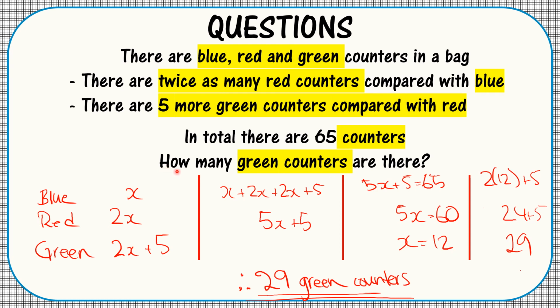Now the final thing the question is asking is how many green counters are there? So we found out the value for x. You just substitute this back into the value of green. Green was 2x plus 5, so 2 lots of 12 plus 5. That equals 24 plus 5, which equals 29. And a concluding statement: therefore, there are 29 green counters.